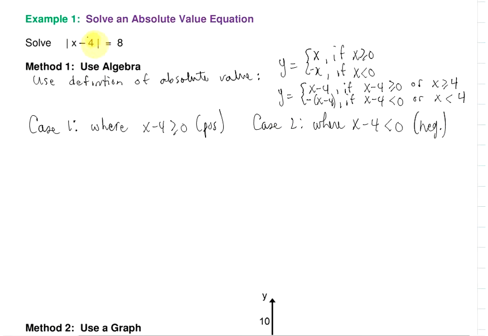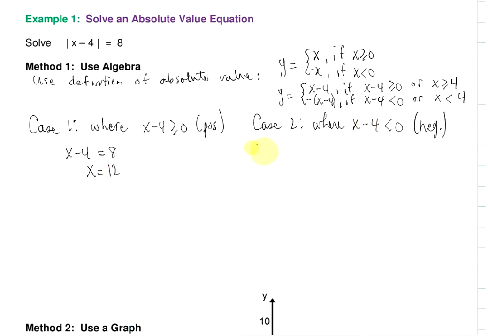So let's take our argument. We want it to have the positive version, so we want to go x minus 4, make that equal to 8, solve for x, and we get that x is equal to 12.